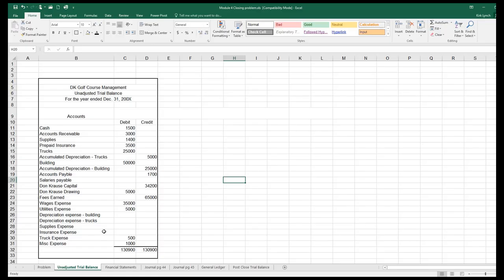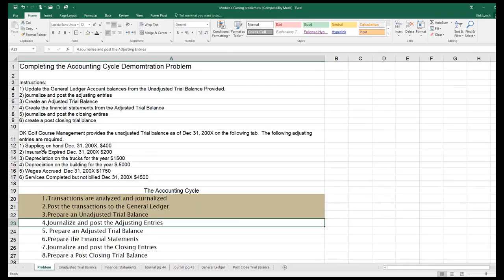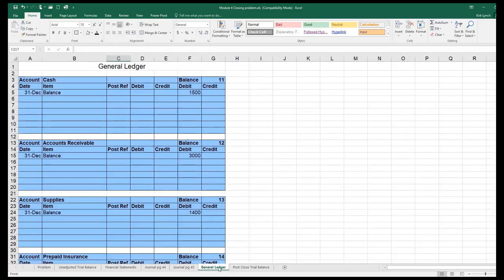So in your textbook or in your homework management application, you would get this information given to you. Our job here is to first of all update the general ledger accounts with the balances that are provided via the unadjusted trial balance here. And I've already done that in the general ledger. You can see all of our accounts have the proper balances.